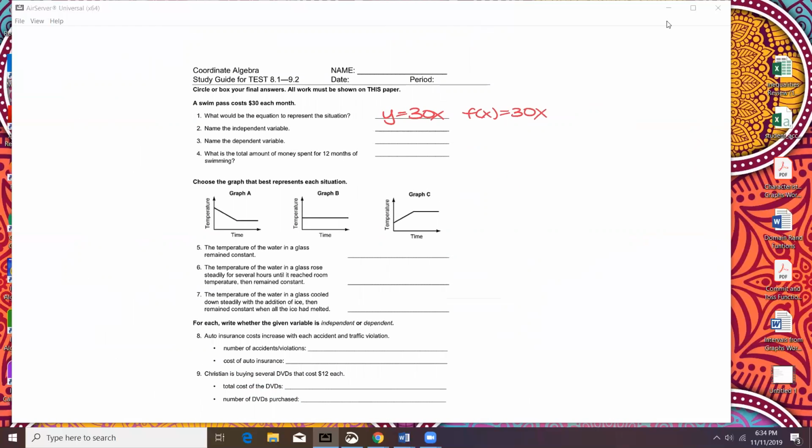Yep. Well, what do you think the independent variable is now? So x is the number of months and y is the total amount you're paying, $30, right? Right. Okay. What do you think is the independent variable for number 2? The months, the time. And then the y would be the dependent variable, the total cost that you're going to pay. Yeah. That would be dependent. Okay. All right.